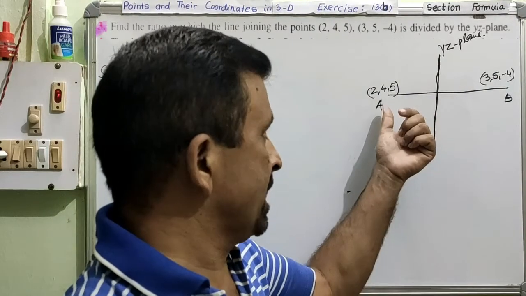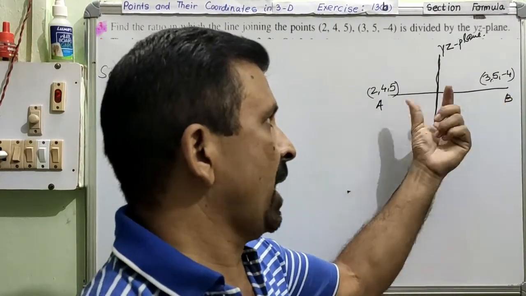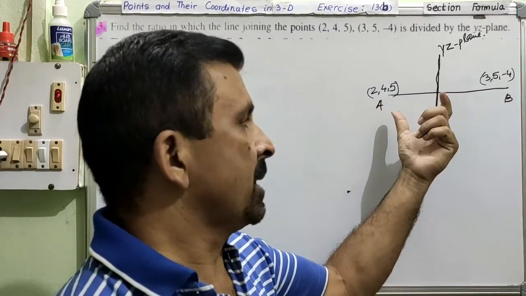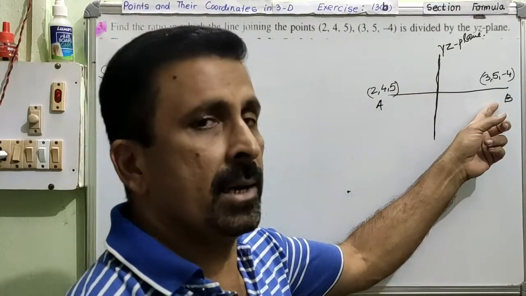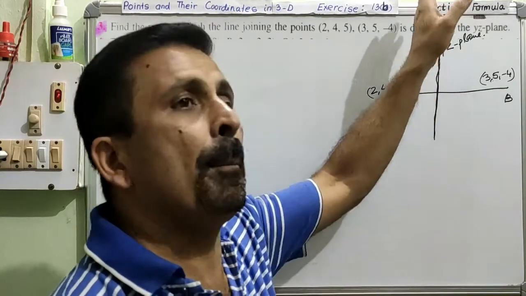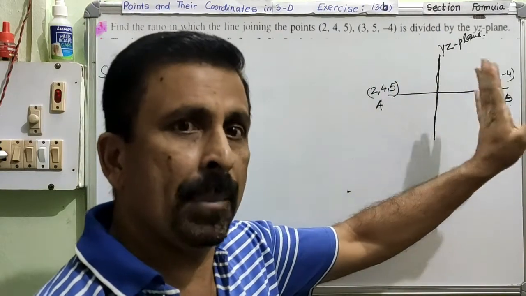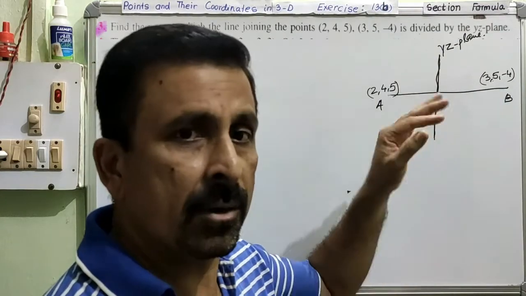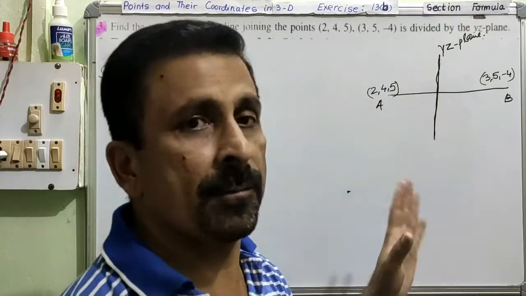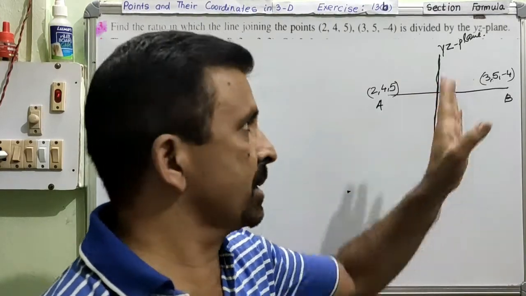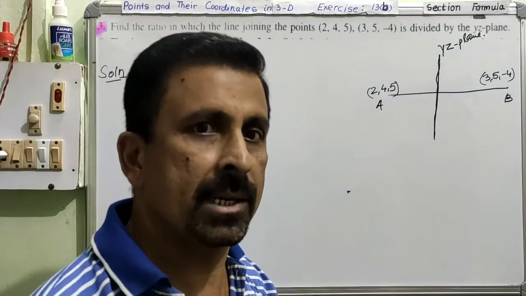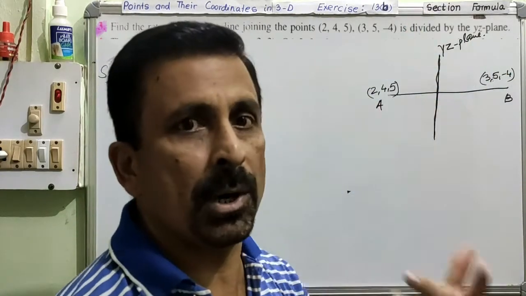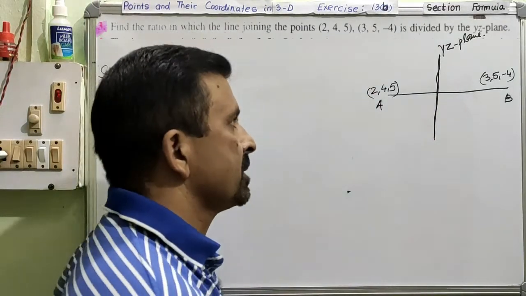In the previous question, you have seen that the join of AB was divided in some ratio by a point, isn't it? This time, the difference is that the join of AB is divided in some ratio by a plane. So the point is replaced by a plane. So this is the difference between question number 1, 2 and question number 3. So there is no real difference. If we understand the meaning of plane, then we can use it as a point only. So see how we can do.